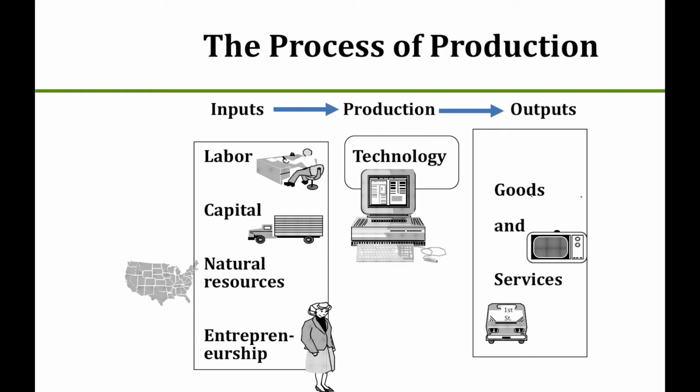The fourth one is entrepreneurship. Entrepreneurship is kind of a logic, your idea, your imagination to use labor, capital, natural resources and combine all of them with the technology and create an output, goods and services. Without entrepreneurship, you cannot even do the production process. So entrepreneurship is really important. And then you use these inputs and combine them with the technology, even low or high technology, in the production process. And this production process yields outputs.